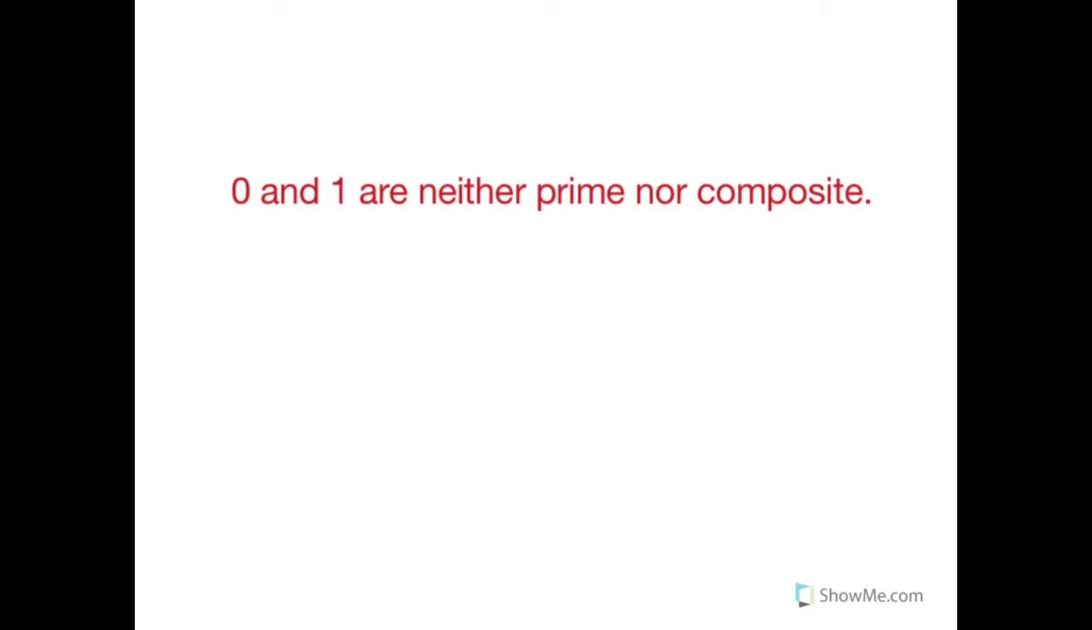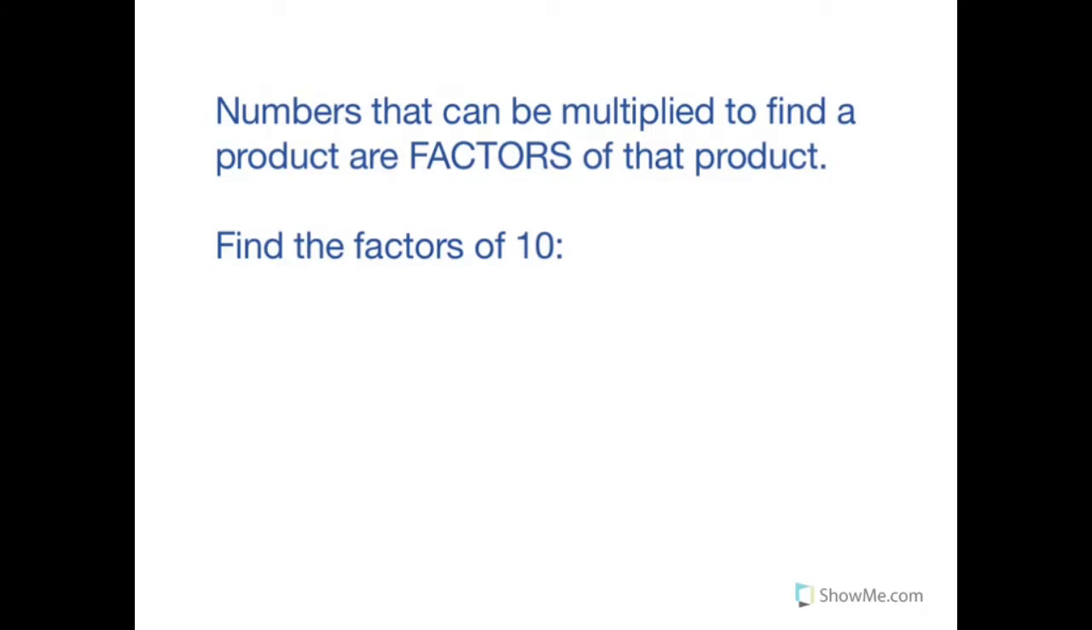0 and 1 are not prime numbers. 0 and 1 are not composite numbers. They're neither, and we'll talk about why in class. But it's just important to remember that they are neither prime nor composite. Numbers that can be multiplied to find a product are factors of that product. So again, we just did the factors of 10 basically. I called it divisibility, but it's the factors.